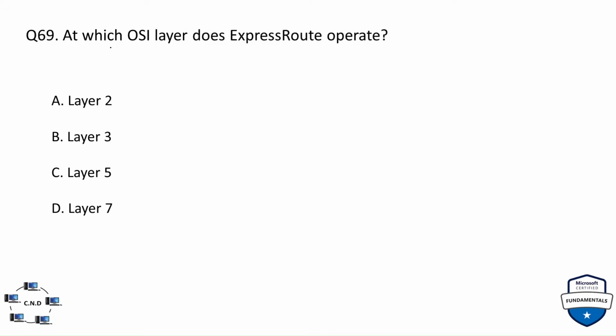Question number 69 is: at which OSI layer does ExpressRoute operate? And the options are A, layer 2, B, layer 3, C, layer 5, and D, layer 7. And the correct option is layer 3.